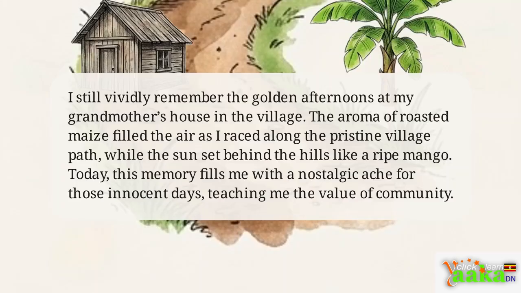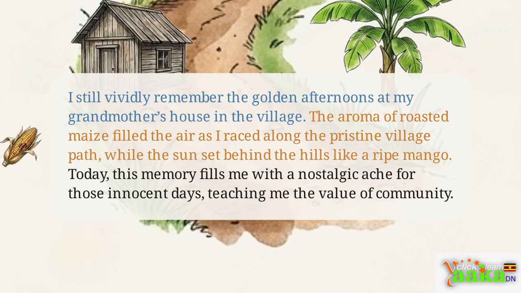Here is a paragraph demonstrating these techniques in unison. Setting, sensory details, and emotional tone create a complete scene. The blue text is our hook, the orange highlights sensory imagery and similes, and the green marks the reflection.